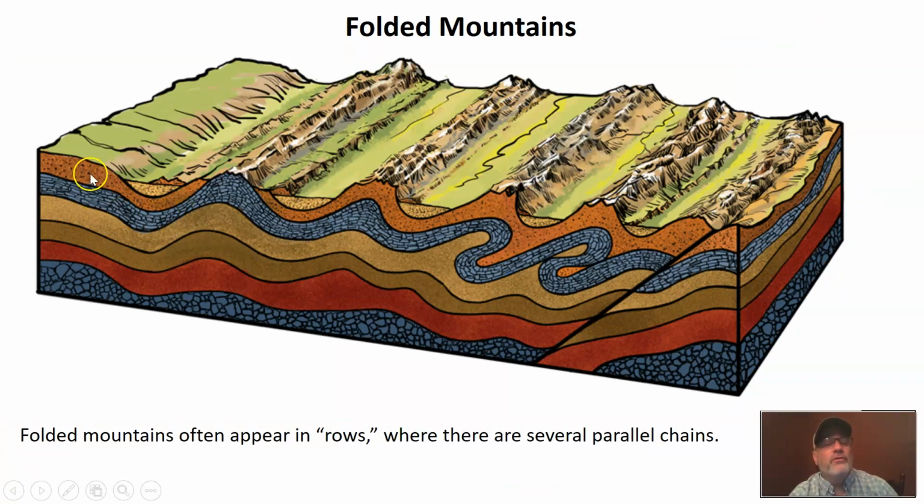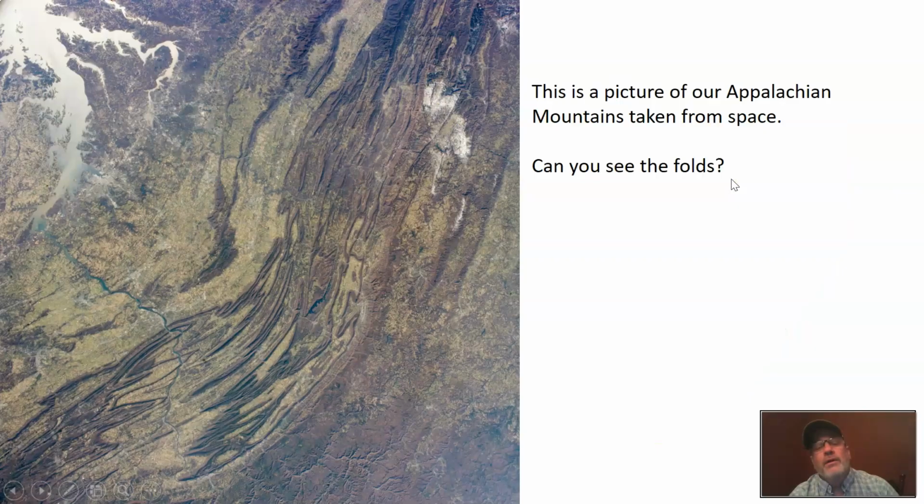One thing I want you to notice about these mountains is these folds end up producing not just one chain of mountains, but usually several parallel chains. Each one of these folds would be like a separate set of ridges or chains of mountains. This is a picture taken from space of the Appalachian Mountains, and it's really easy to see these folds. You can see these parallel mountain chains right next to each other.